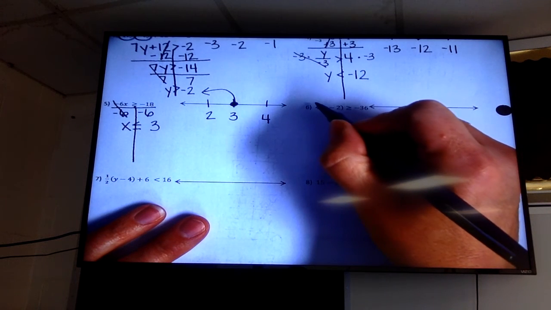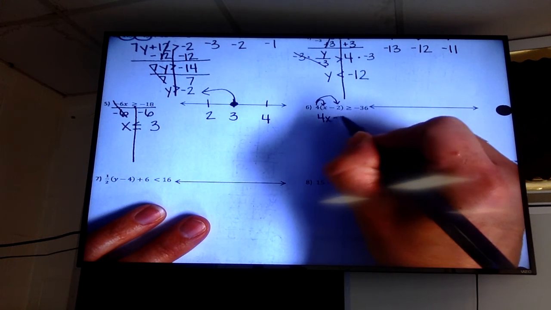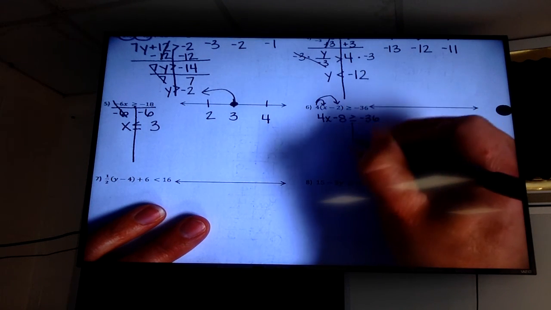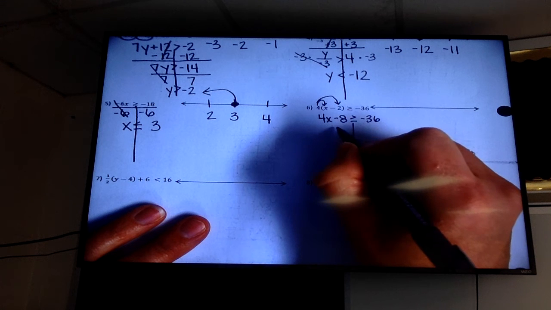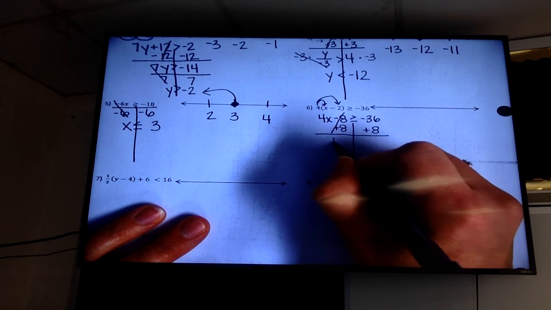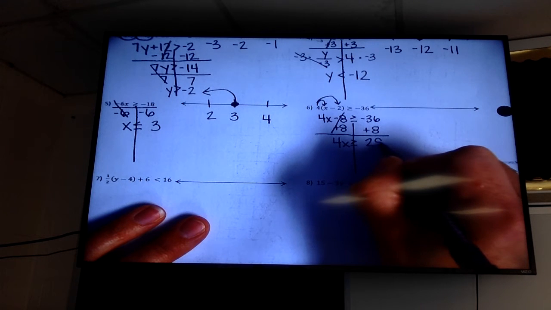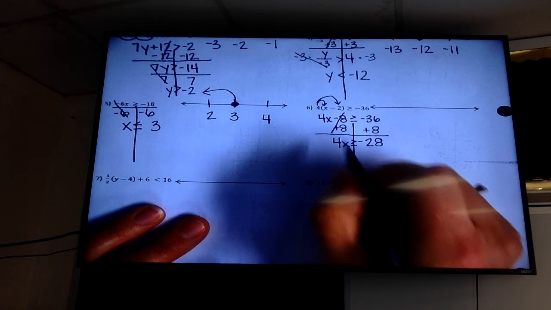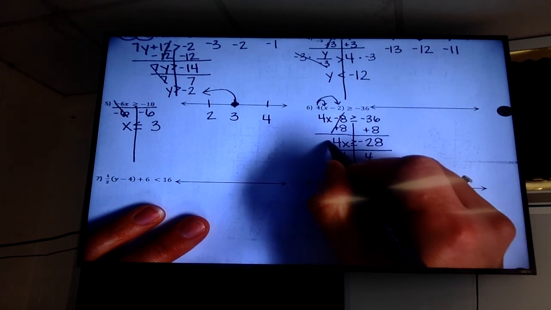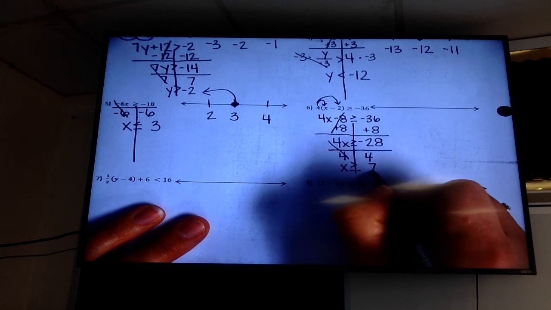All right, so distribute first. 4 times x is 4x. 4 times negative 2 is negative 8, is greater than or equal to negative 36. Drop my line. I'm going to do the negative 8 first. The opposite of negative 8 is positive 8. So I'm left with 4x is greater than or equal to, signs are different, and when my signs are different, I subtract the numbers and keep the sign of the larger. This says 4 times x, and the opposite of multiplication is division. So I have x is greater than or equal to, 28 divided by 4 is 7.